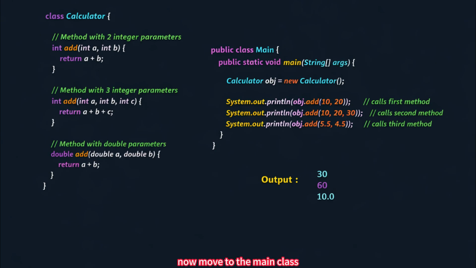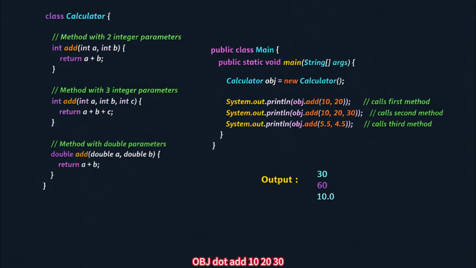Now move to the main class. Inside the main method, first, we create the object of Calculator class using Calculator obj = new Calculator(). Now we call the add methods one by one. When we write obj.add(10, 20), this calls the method with two integer parameters, adds 10 and 20, returns the value 30, and prints 30.